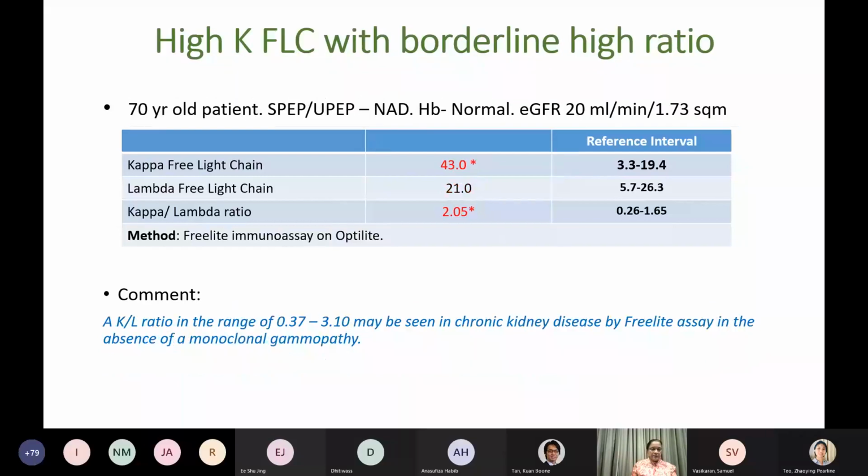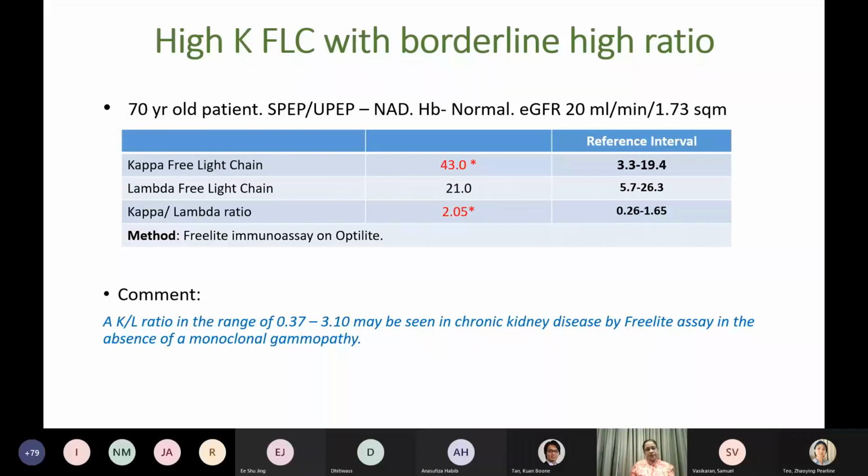So the next patient is a 70-year-old person with normal serum and urine protein electrophoresis. Hemoglobin level was normal, but the patient's eGFR was 20 ml per minute. And this patient had high kappa free light chain concentration with normal lambda, with a borderline high kappa lambda ratio.